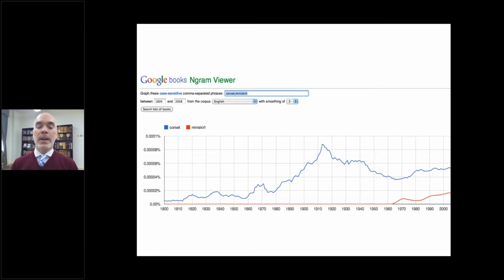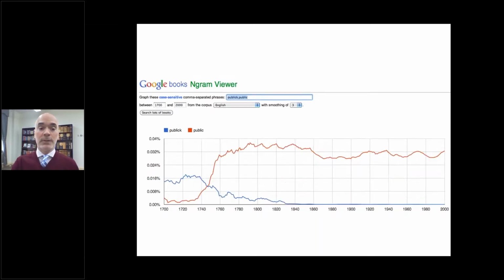And here's another way of looking at the Google Books. You can look at the way different words are used over time. So, for example, I used the words corset and miniskirt, which are two different fashion terms. And you can see that corset was used very frequently, and it sort of peaked right around after 1910, whereas miniskirt didn't even come into the language until the 1960s. So again, it's a kind of interesting way to measure the frequency, the usage of a word.